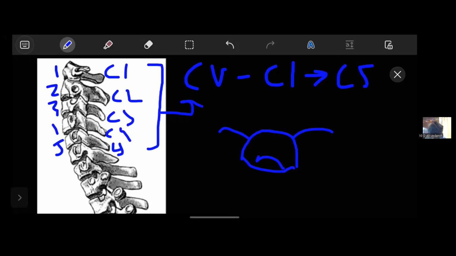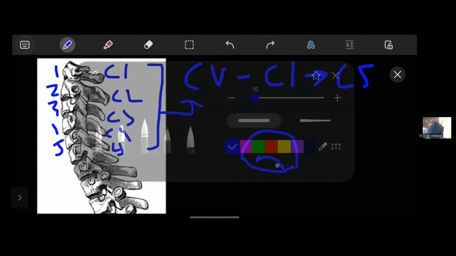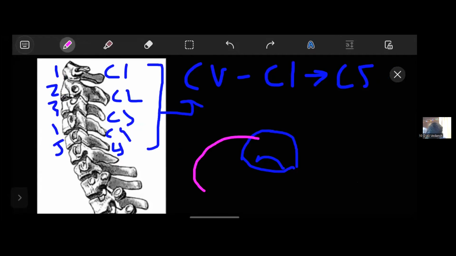But when you look at the thoracic vertebra, it has extensions like this. So, ribs can actually connect to it. See, look at this part. Those are the extensions for ribs.